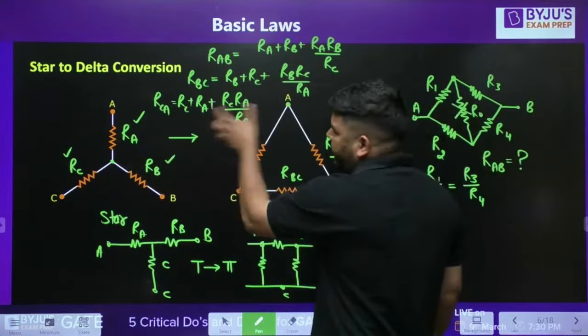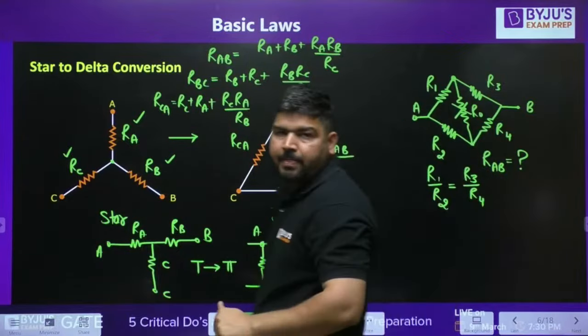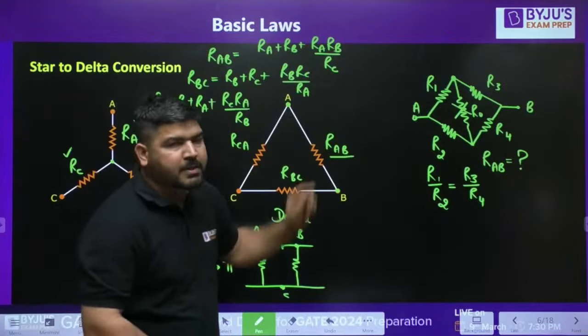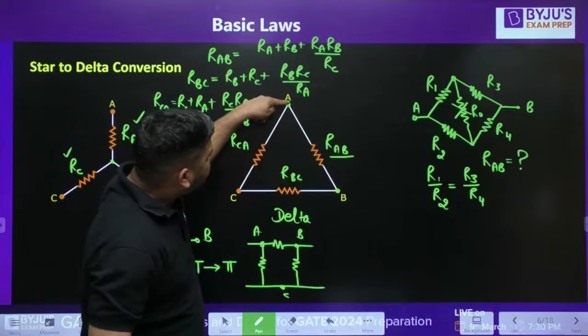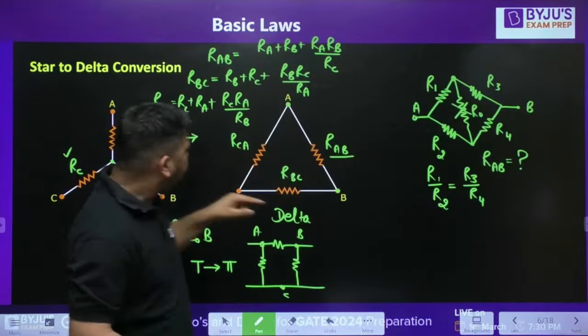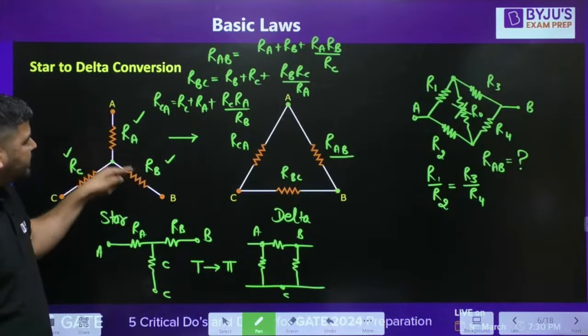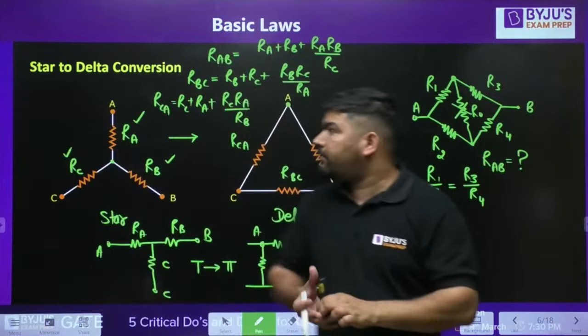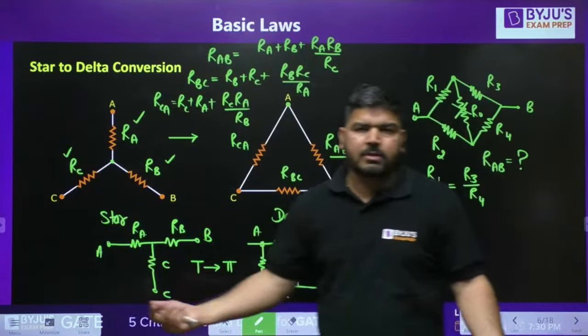So from star to delta, you can easily remember like this. I have told you with the help of subscript or the connection, because you can see that this resistance is between A and B, so you can directly pick these two resistances between A and B, multiply them and divide by the third resistance. So it's very easy.